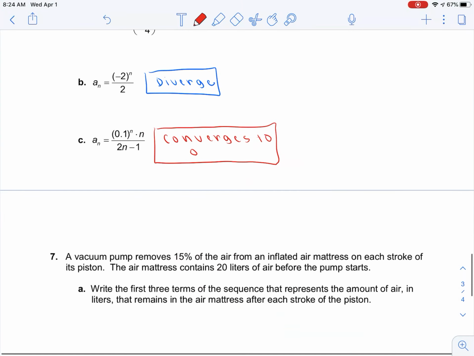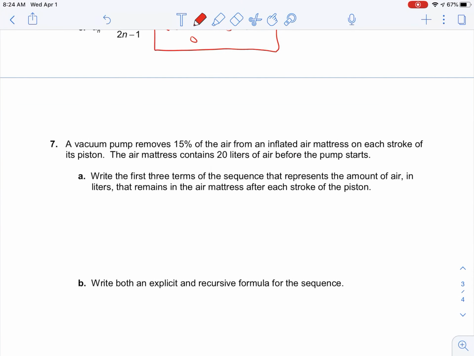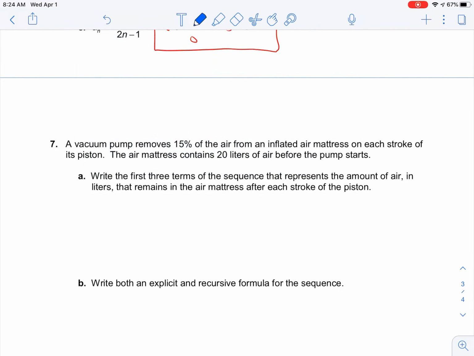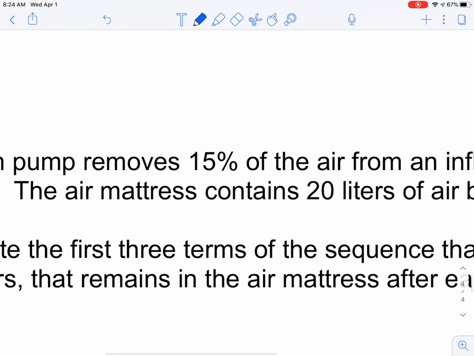Now, this final problem is about a vacuum pump removing 15% of the air from an air mattress, and we're starting with 20 liters of air. So notice that this is like last unit. This is an exponential problem, and in fact, it's an exponential decay. You're removing 15%, which means that 85% remains.